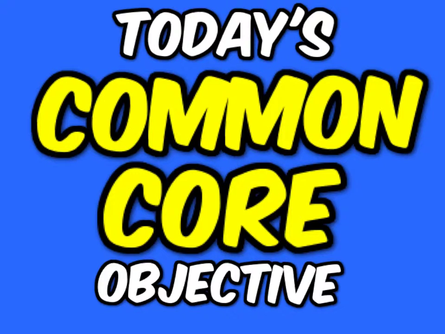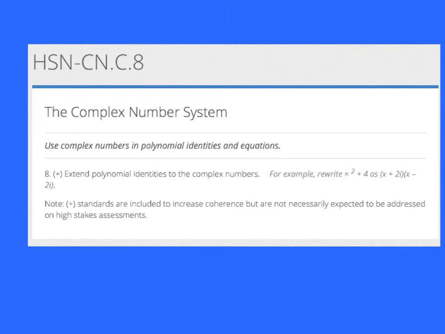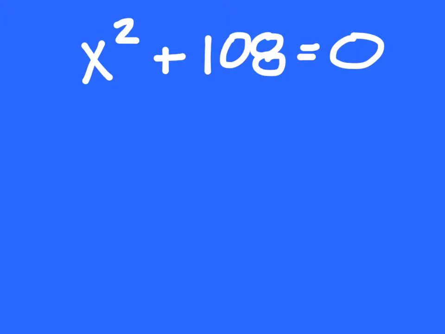Today's Common Core objective: the complex number system. It'll be the same stuff, just a little different from last Friday. So extend polynomial identities to the complex numbers. For example, rewrite x squared plus 4 as (x plus 2i)(x minus 2i). Here's the first example. X squared plus 108.